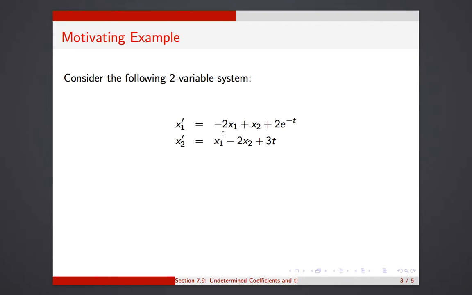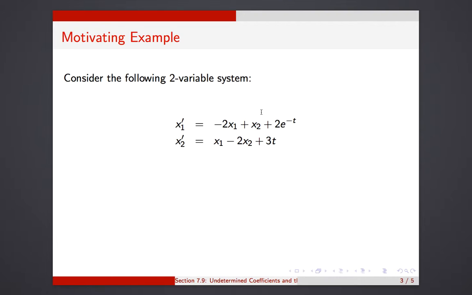So consider the following system. This plus 2e to the negative t and this plus 3t were not allowed before. Before, we've been studying homogeneous systems. Homogeneous means no free-floating t stuff. But when you have a non-homogeneous linear system, you can have crazy t stuff off by itself if you want. And then you just have something non-homogeneous.